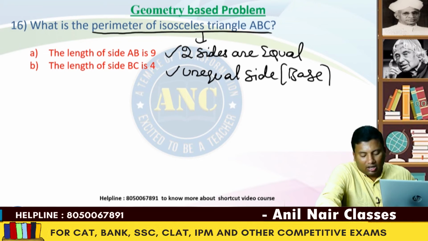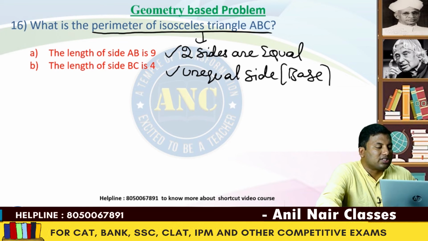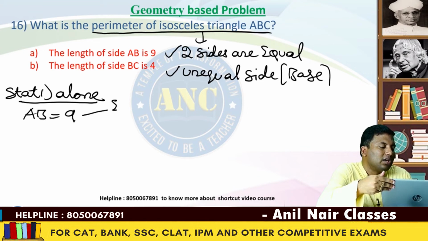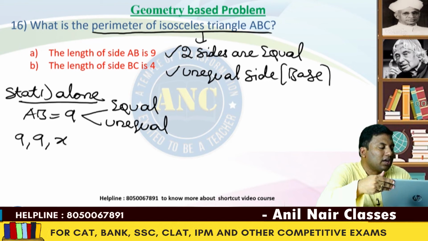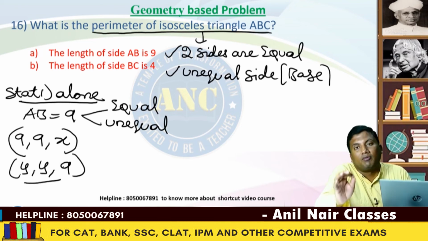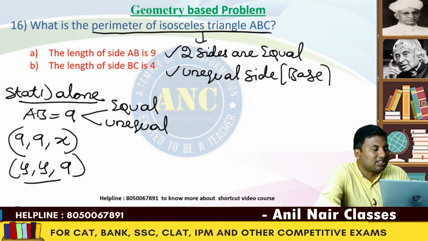What is the perimeter of the isosceles triangle? Two sides are equal and the unequal side is the base. This is the definition of an isosceles triangle. Statement 1 alone: the length of side AB is 9. So 9 could be the equal side and 9 could be the unequal side. So two cases I will get: 9, 9, x, or the unequal side will be y, y, 9. We don't know the values of x and y. We only know that x and y are nothing but the sides.